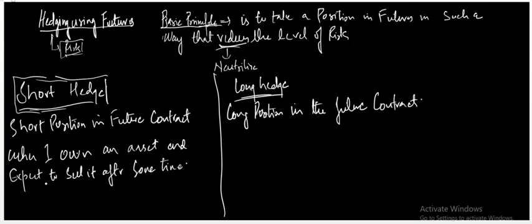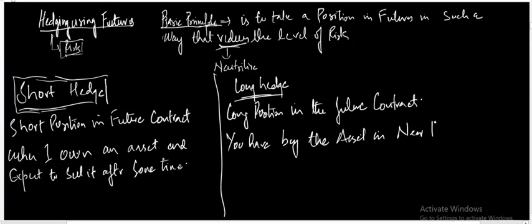Now, in case of a long hedge, the long hedge is preferred when you have to buy the asset. Now, as I have to buy the asset in the near future, it means that if there is a rise in the price, I have to pay more for that asset. So in this case, I will be worried about the price rise. So the long hedge is done because he's worried about the price rise, and the short hedge is done because he's worried about the price fall.